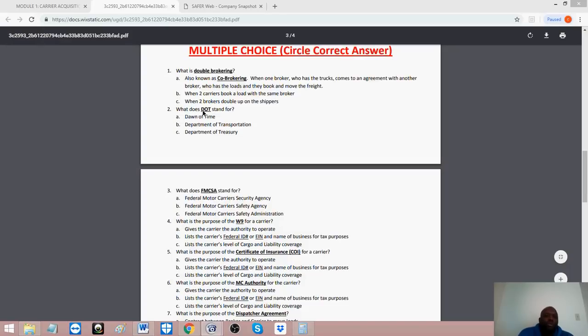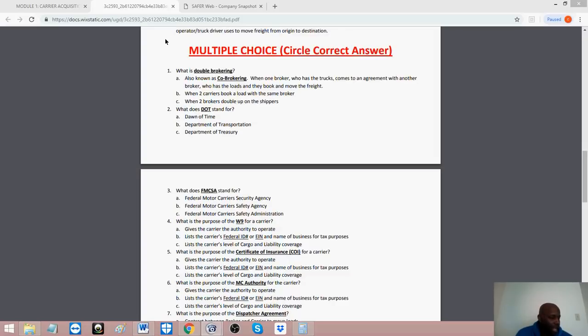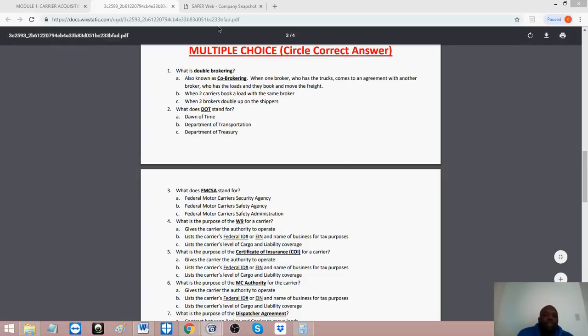Number 2, what does DOT stand for? A, B, or C? Dawn of Time, Department of Transportation, or Department of Treasury? Everybody is saying B, B, B. Correct.